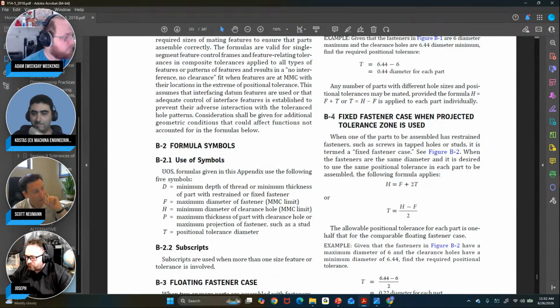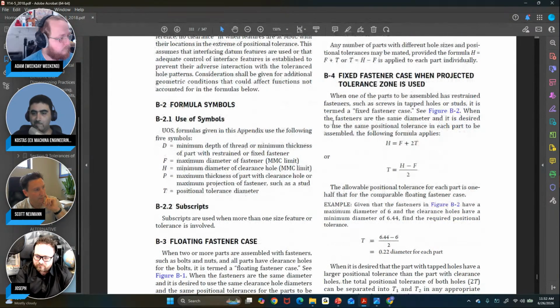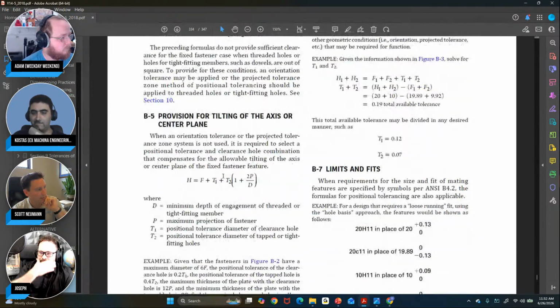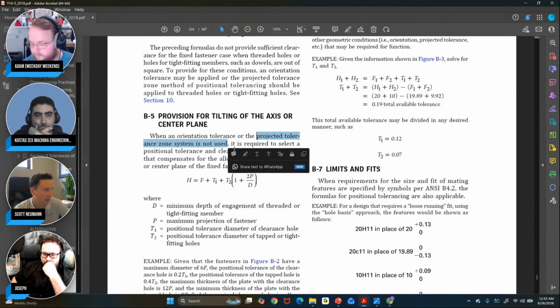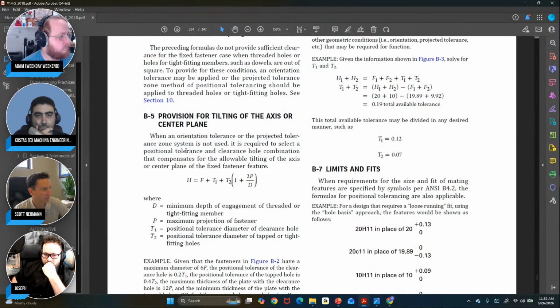Well, they do have another paragraph, B-5, and that is the extra provision for the tilting of the axis of the center plane. So it says when an orientation tolerance or the projected tolerance system is not used, then it's required to select a position tolerance combination that compensates for the allowable tilting of the axis. And that's that extra little formula, or provision, I guess is what they call it, that I was talking about, 1 plus 2B over D.